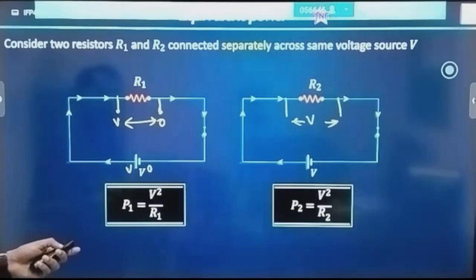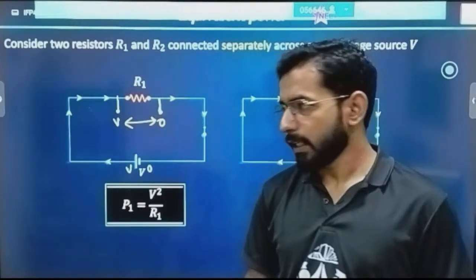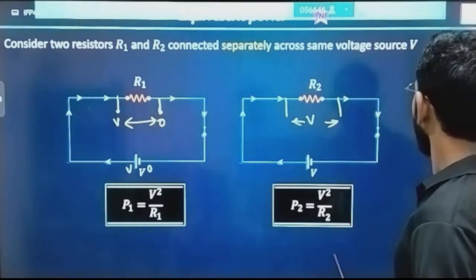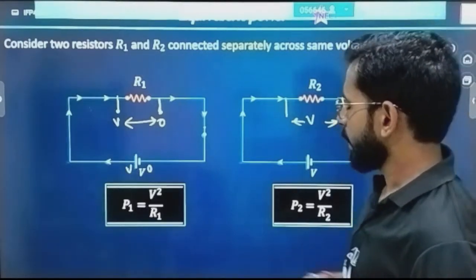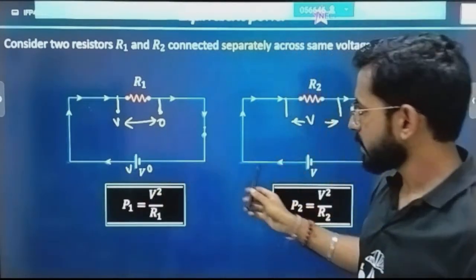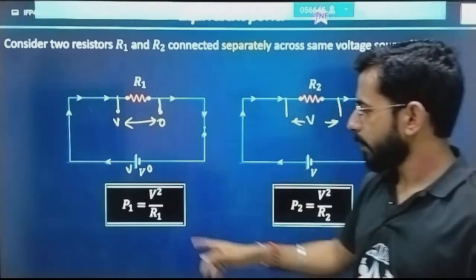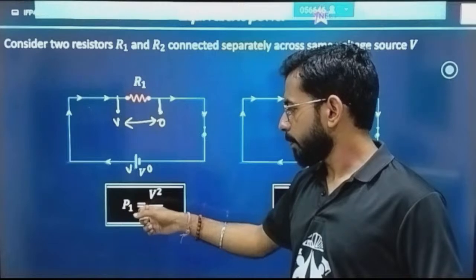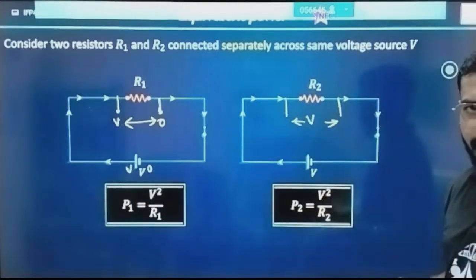Correct. So now let's discuss a little bit about equivalent power, how you will write equivalent power. If I ask you, there are two circuits that I have shown you. Here the battery is V, here also battery is V, and here resistor is R1, here resistor is R2. How will you write the power across these? You will write power P1 is equal to V square by R1. Here you will write power P2 is equal to V square by R2.